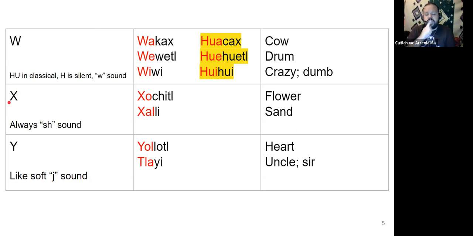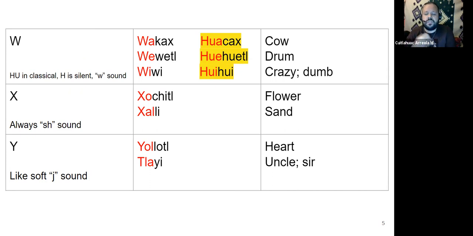The X is always a sh sound, like when you're shushing someone, or like the word shoe, right? So X is always a sh sound. Now we have this word, in Spanish pronunciation or any other language, but now it's Xochitl. You'll see it pronounced as Xochitl or Xochi. And it has two sounds, the sh sound and the ch sound. The difference between both is that the sh sound flows more.